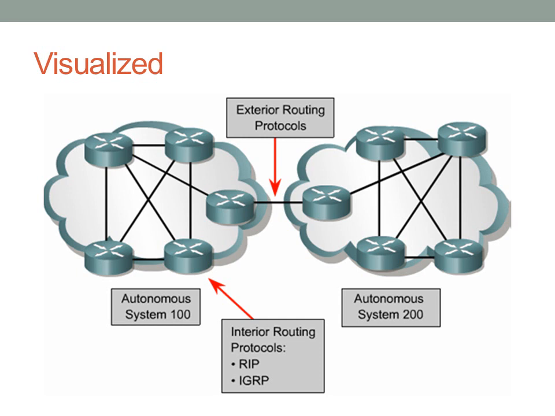Now, to visualize exterior routing protocols versus interior routing protocols, I've shown a couple different organizations here, and you can see their autonomous system numbers. Down there below, we have autonomous system 100 and 200, and you'll notice that within these two autonomous systems, we're using some sort of interior routing protocol, so RIP or IGRP. We won't be discussing IGRP, but we will be discussing its big brother, EIGRP. And now, you'll notice between the two autonomous systems, we're going to use some form of exterior routing protocol, and today that would be BGP.